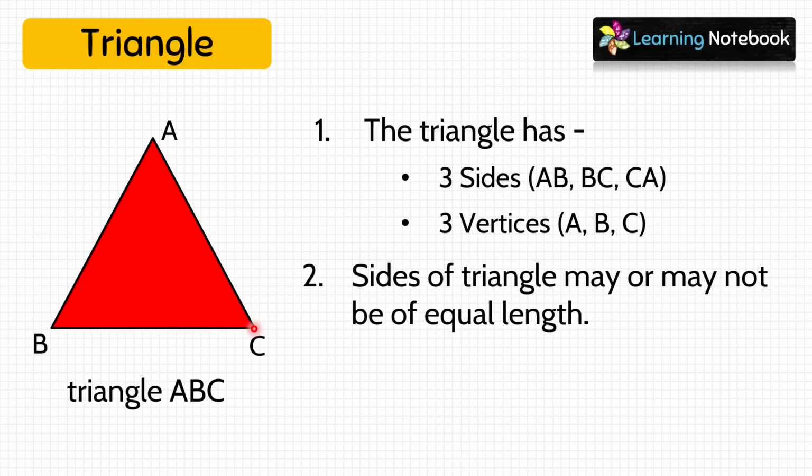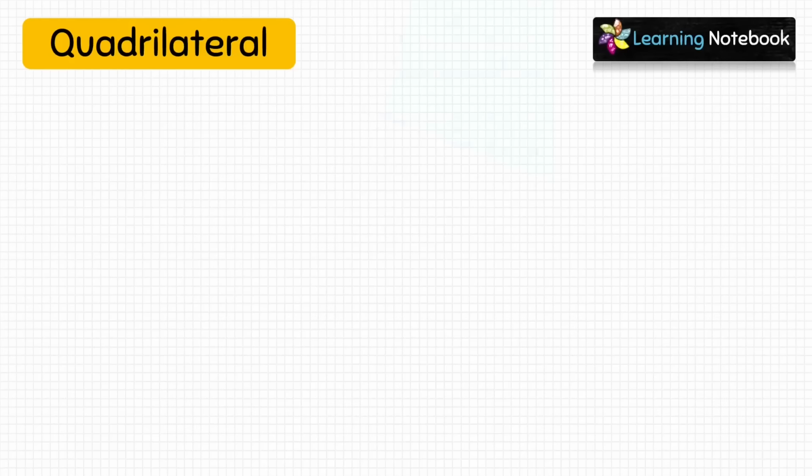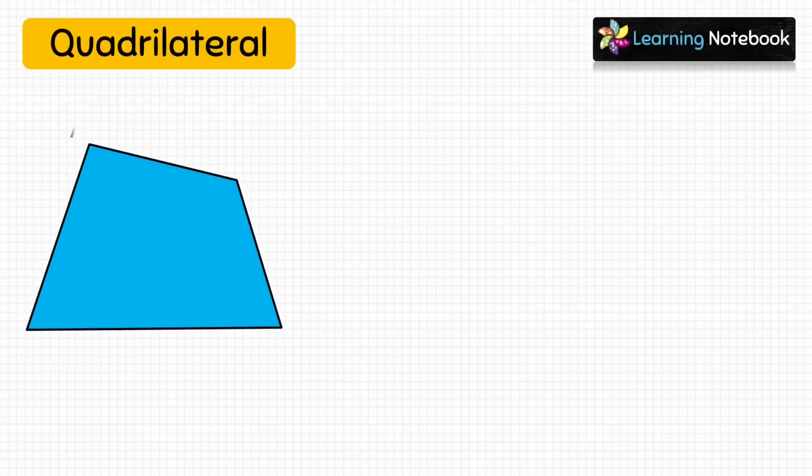Another important point to note is that sides of a triangle may or may not be of equal length. So students, this was all about triangle. Next, let's learn about quadrilateral. A figure formed by 4 line segments is called a quadrilateral.